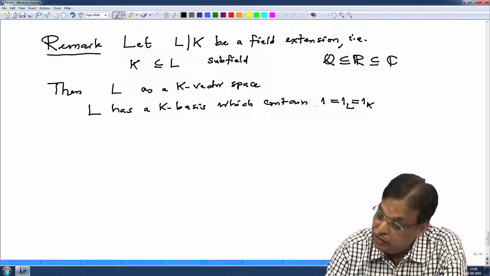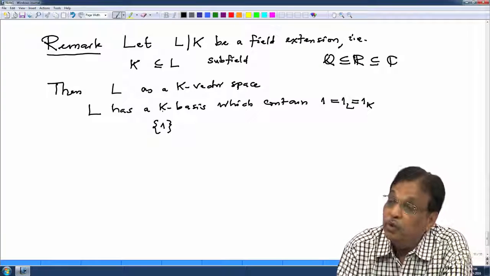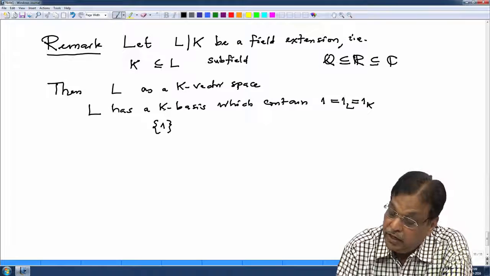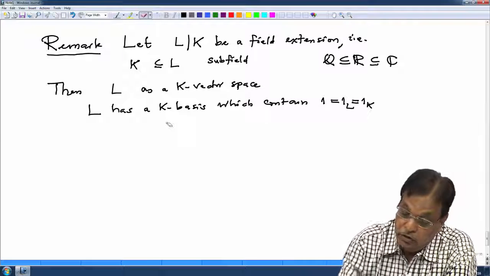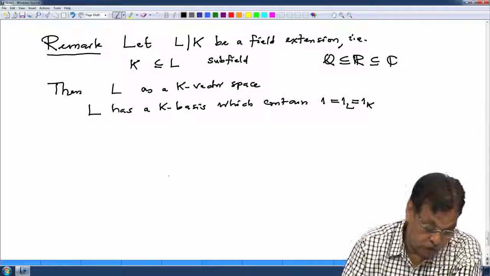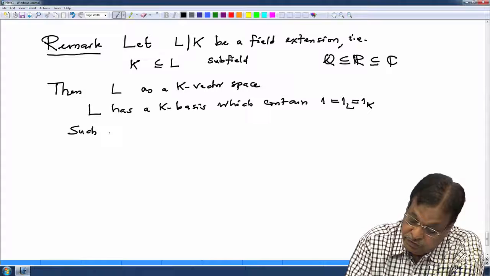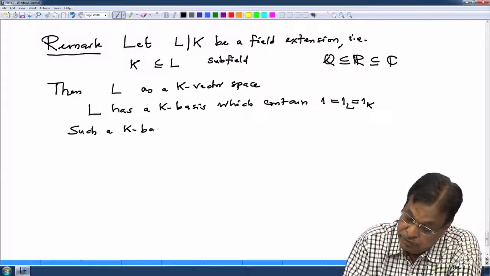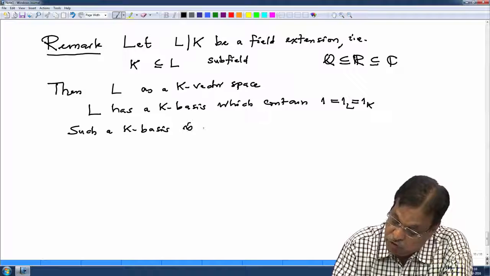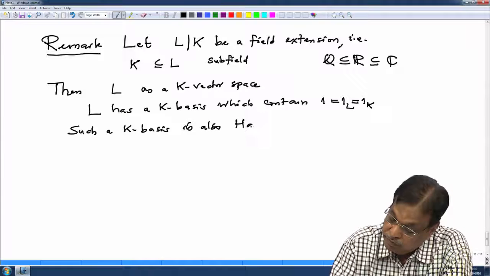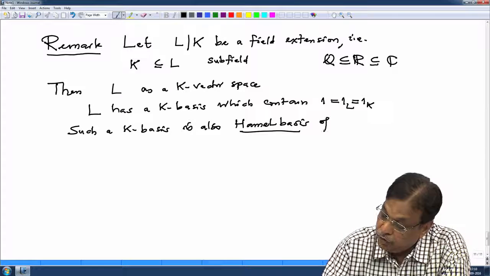So this means you can extend the set {1}. Remember 1 is linearly independent over K, and this linearly independent set we can extend to a basis by the earlier theorem. This is very important. Okay. So such a K basis is also called a Hamel basis of L over K.